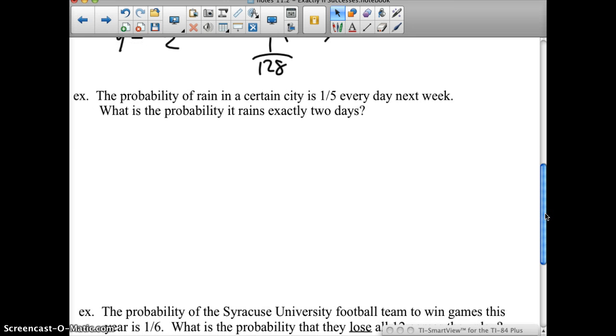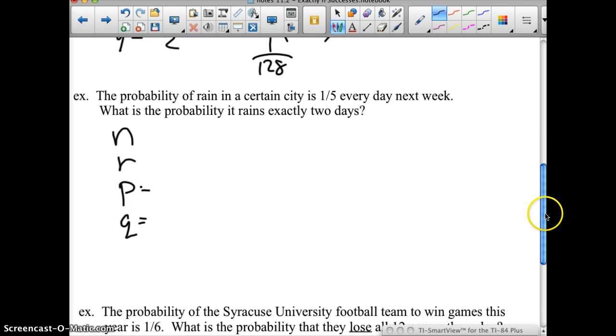The probability of rain in a certain city is 1/5 every day next week. What is the probability of rain exactly 2 days? Okay, so again, you need to decide what you consider a success here. In this kind of problem, I'm actually going to think of it raining as being a success. So the probability of rain in a certain city is 1/5 every day next week. What's the probability that it rains exactly 2 days?